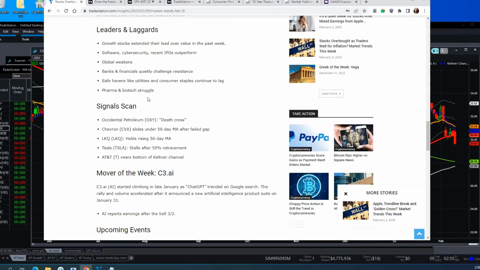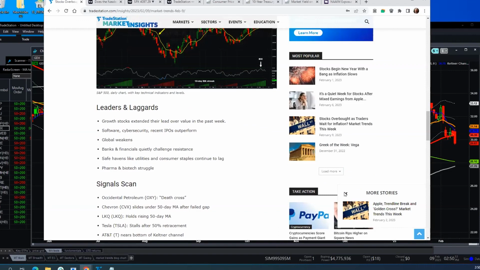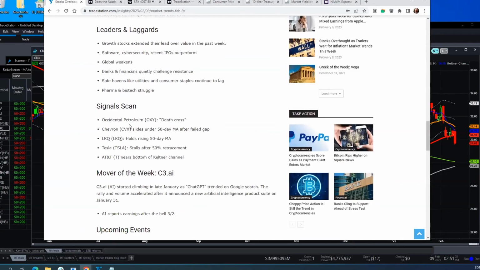Right now, like I said, if we are at the end of this upward thrust, then leadership is not hugely important. What's important is, if we get a pullback, let it settle. These are some signals that popped up on my chart.